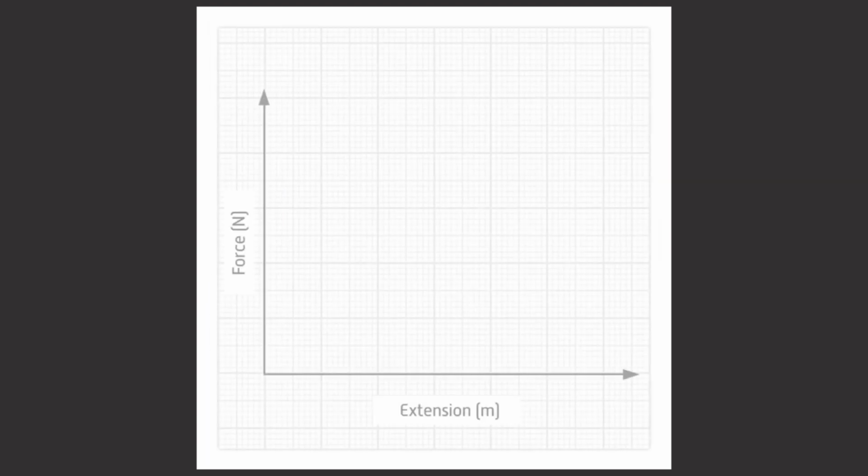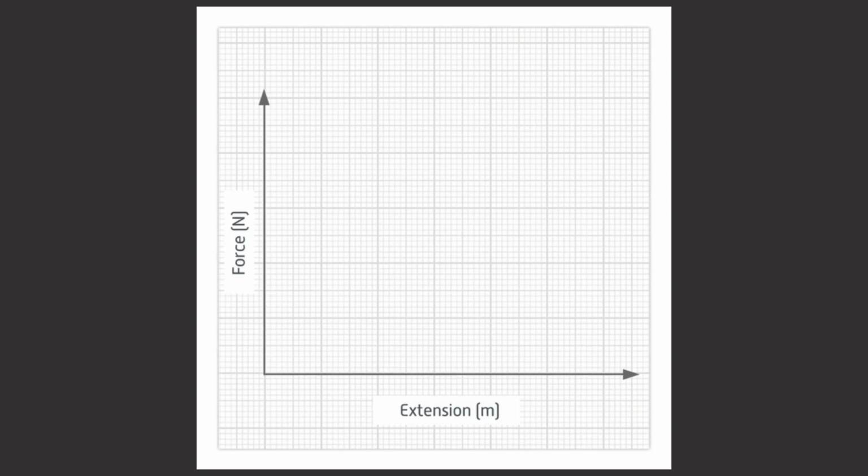When you have sufficient data, then you can draw a graph. You plot the force in newtons on the y-axis and the extension in meters on the x-axis. The graph you draw should be a straight line that goes through the origin. Do remember that it is the extension of the spring that you plot on the graph, not the total length of the spring.